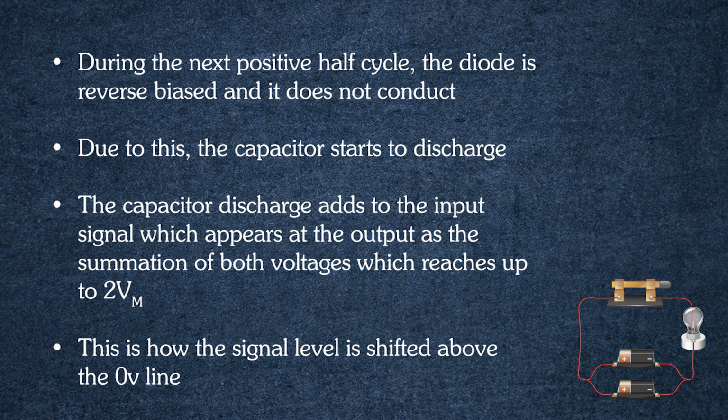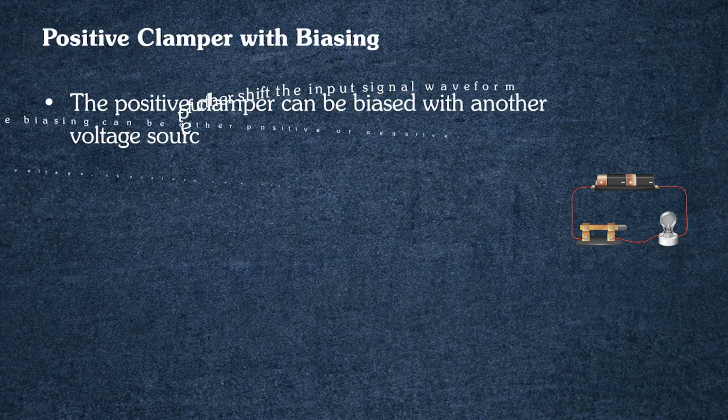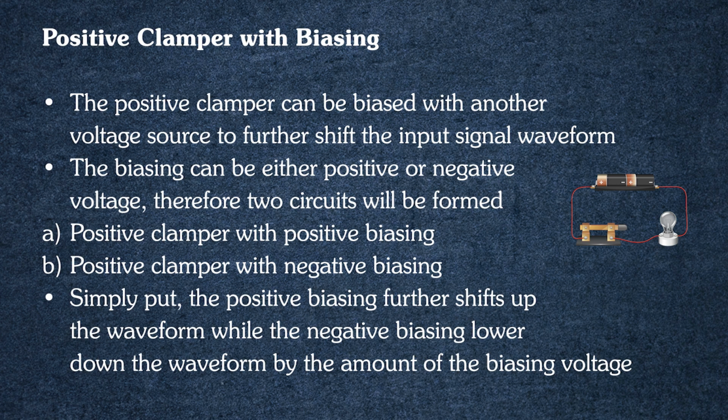So, this is how the signal level is shifted above the 0 volt line, or we can say the reference line. Now, let us discuss the biasing in a positive clamper. The positive clamper can be biased with another voltage source to further shift the input signal waveform. As we have seen in a normal positive clamper, the level is shifted upward from 0 volt. If we want to shift it further, biasing is done.